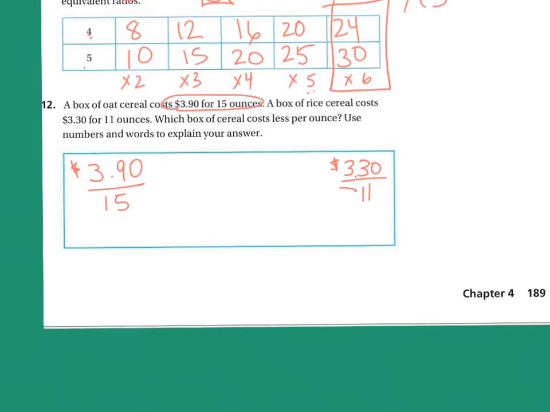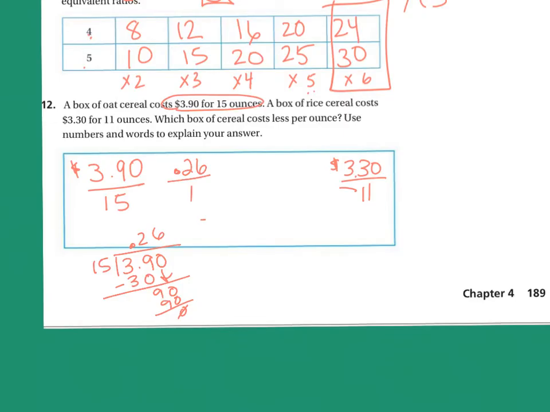So we need to find out how much it costs for 1 ounce. So we're going to divide $3.90 by 15. 15 can't go into 3, but 15 can go into 39. It goes in 2 times. 2 times 15 is 30. I subtract. I've got my 9. Bring down my 0. 15 goes into 90, and that goes in 6 times. 6 times 15 is 90. So I get a 0 here. I make sure I put my decimal. So that means it is 26 cents for 1 ounce.